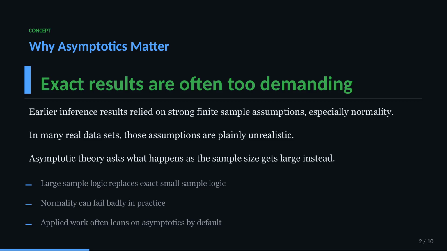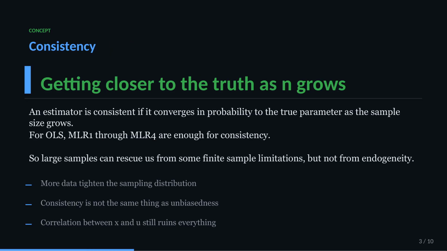An estimator is consistent if it gets closer and closer to the true parameter as the sample size grows. For OLS, the familiar exogeneity assumptions are enough to deliver that result. So if we have a bigger and bigger sample from the same population, the sampling distribution of the OLS estimator tightens around the truth. That sounds similar to unbiasedness, but it is not the same thing.